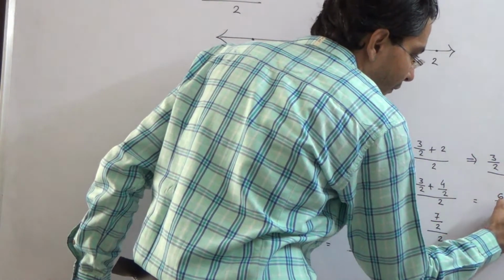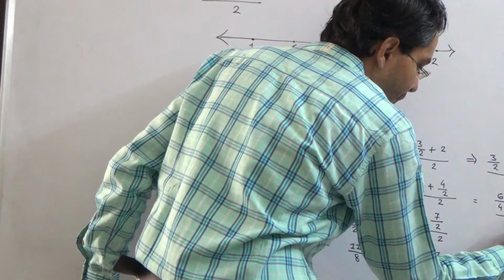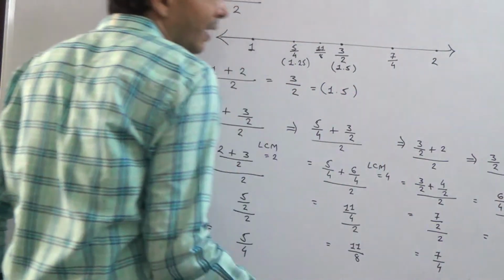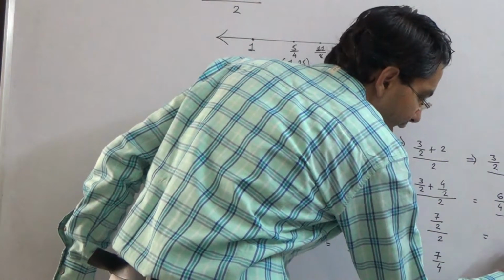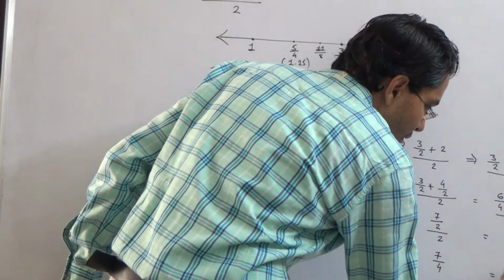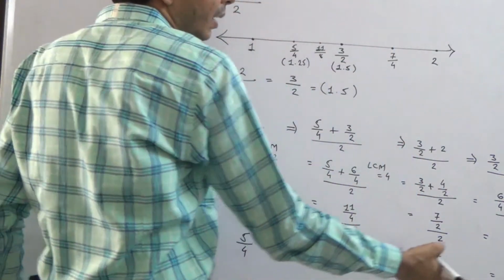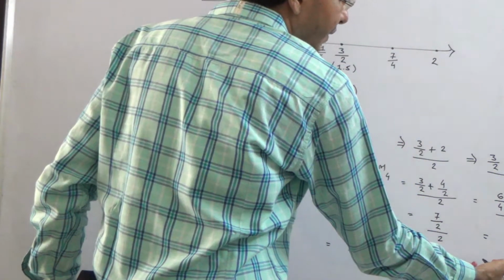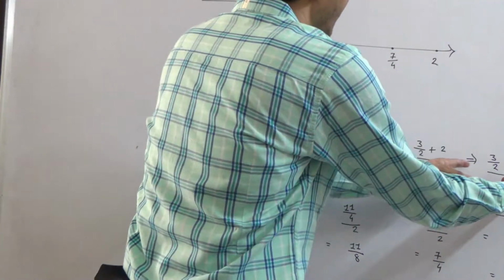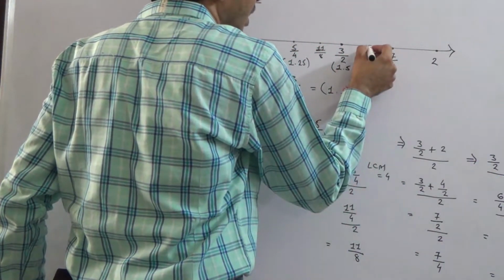So 6 upon 4 plus 7 upon 4 divided by 2 means 6 plus 7, 13, and 13 divided by 4 upon 2. So what do we get? 13 upon 8. So 13 upon 8, the number which we get, is between both these numbers, 3 by 2 and 7 by 4.